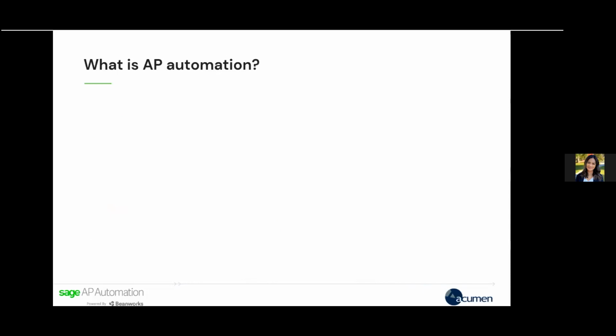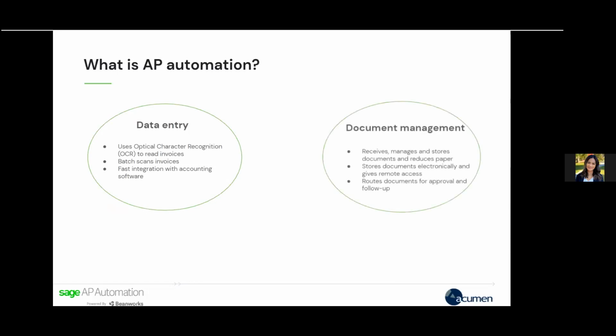A robust AP software will automate all your AP processes through one system. It incorporates all of the data entry benefits of OCR technology and batch scanning, combined with document management where you can receive, store, route, and process invoices and documents electronically. Unlike the slow implementation timeline of a document management tool, AP automation is much faster to achieve. Typically, it could be done in a few days, and AP automation incorporates all of these pieces together on one platform.